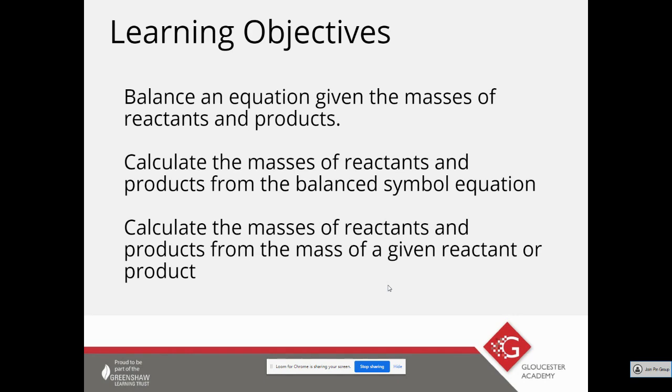So our learning objectives for today: balance an equation given the masses of reactants and products, calculate the masses of reactants and products from the balanced symbol equation, calculate the masses of reactants and products from the mass of a given reactant or product. More maths.